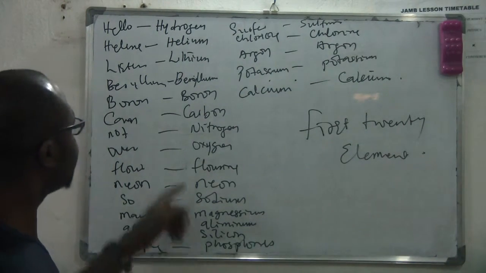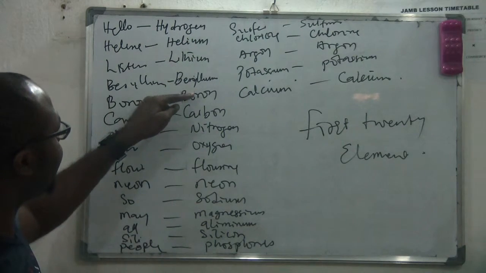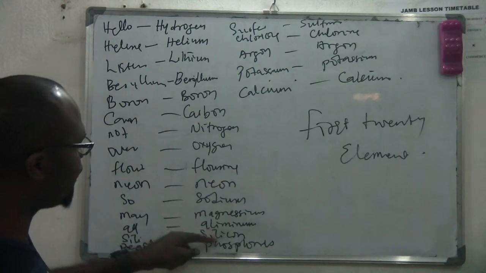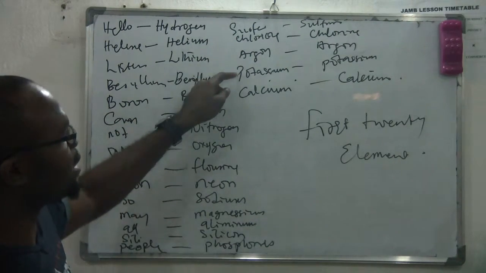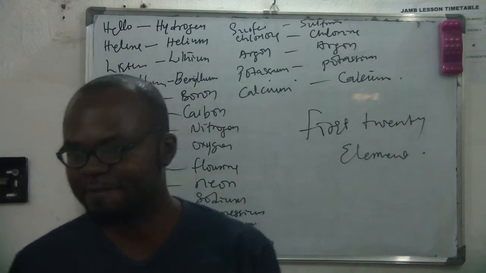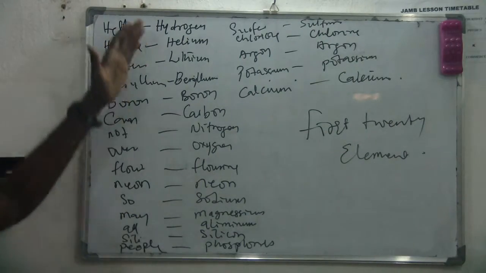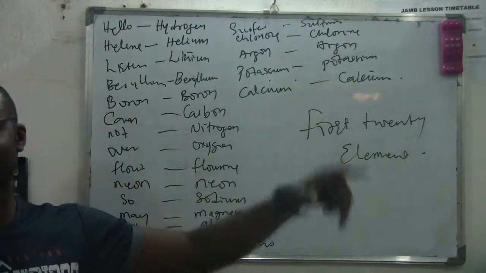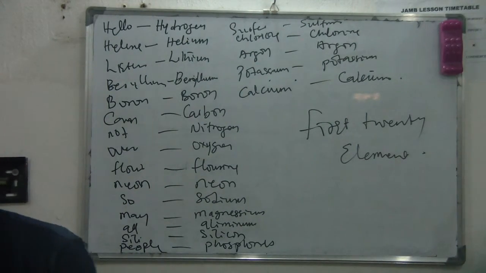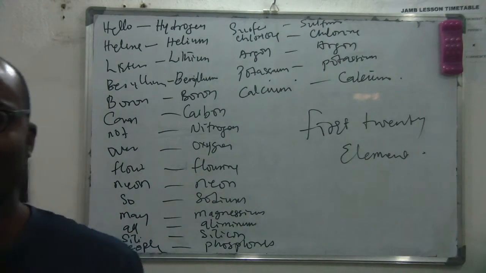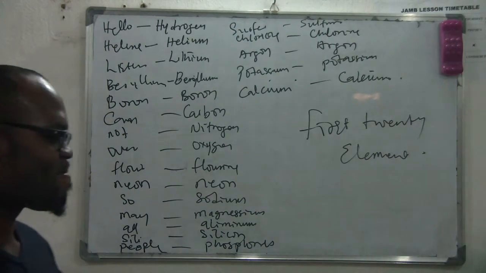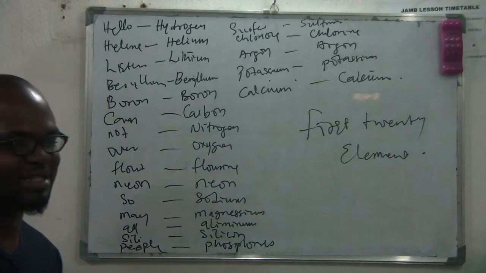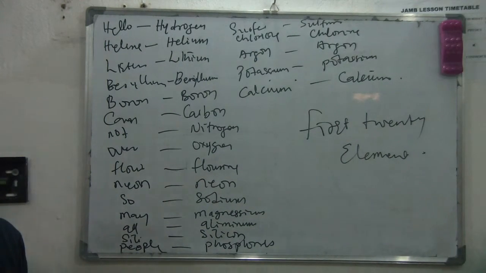Did I miss anyone? 1, 2, 3, 4, 5, 6, 7, 8, 9, 10, 11, 12, 13, 14, 15, 16, 17, 18, 19, 20. Is that clear? So how do you memorize these atomic numbers or the arrangements in the periodic table? You use a simple song which I learned while I was in secondary school, and I would like to pass across to you.